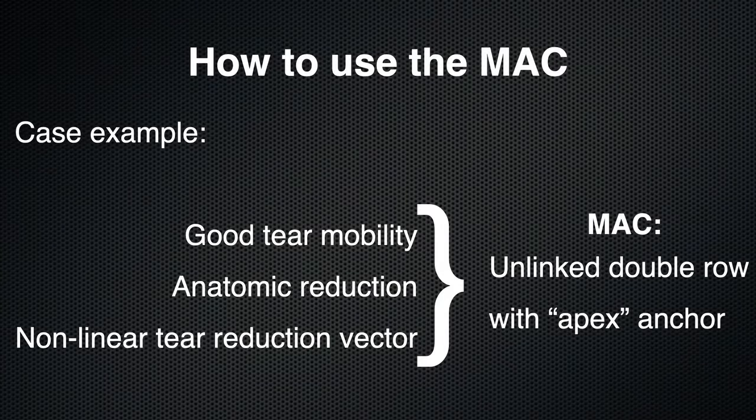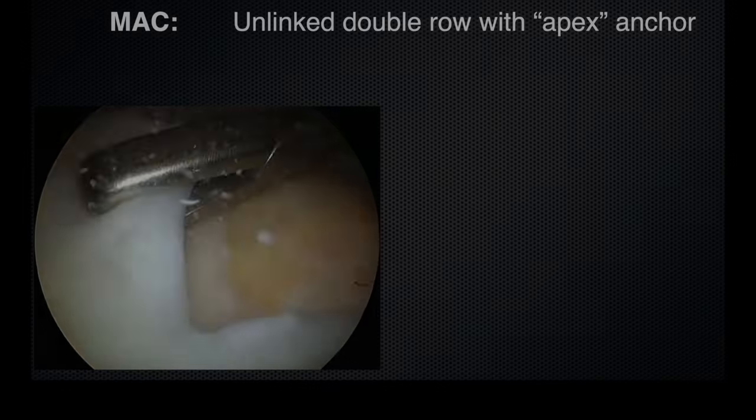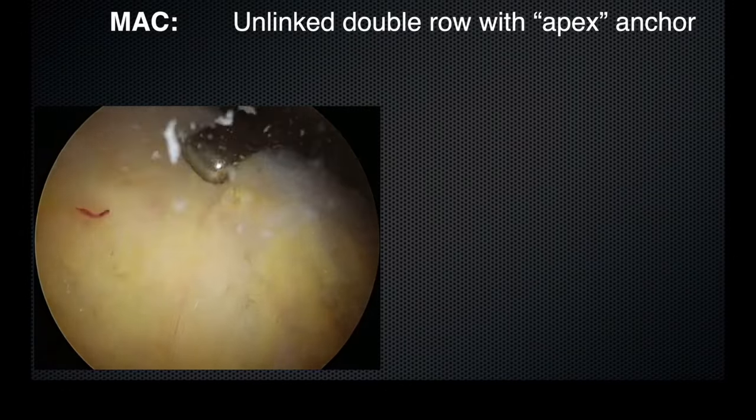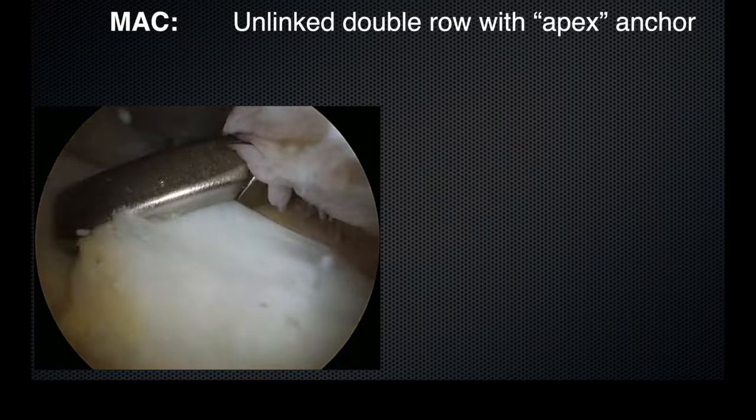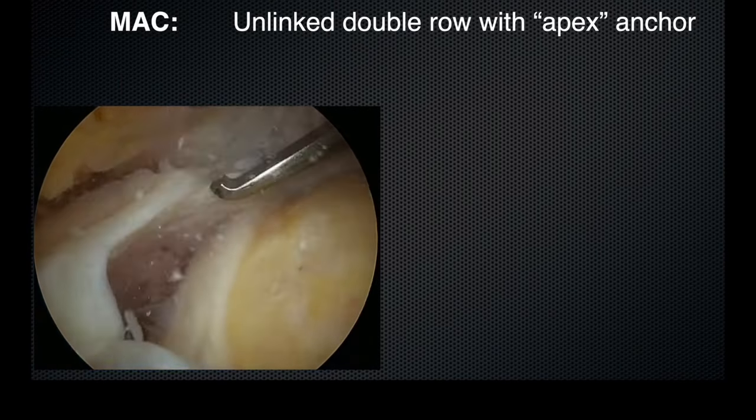In tears with good mobility, but where an anatomic reduction is only achievable with a nonlinear tear reduction vector, an unlinked double row with an apex anchor may be chosen.